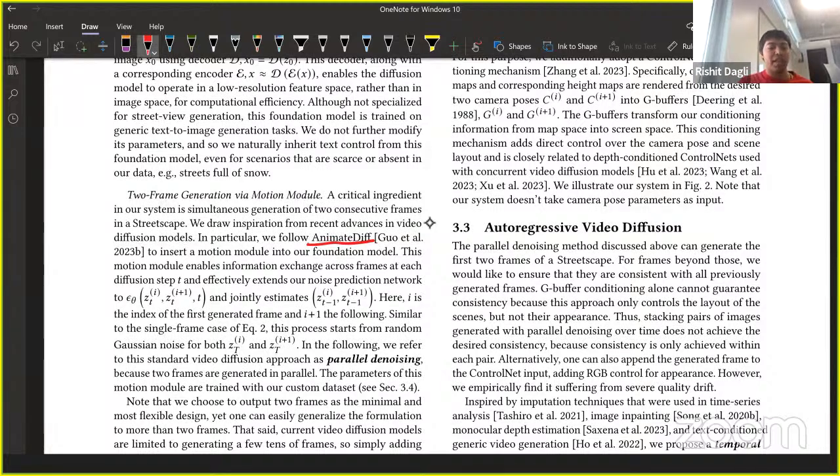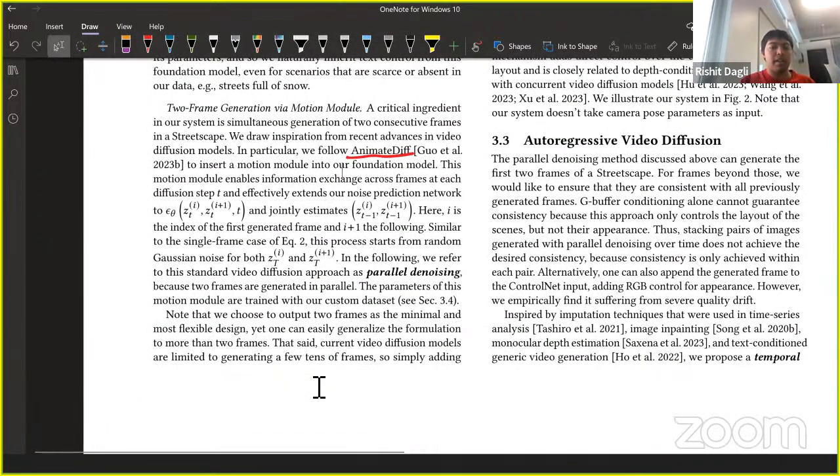Essentially, what they do is you have a sample I, which is probably the ith frame, and I plus one, which is the I plus one frame. Then you want to train, well, not the entire model, but just the motion module to denoise both of these frames in parallel at a given inference step. So that's what they do with parallel denoising.